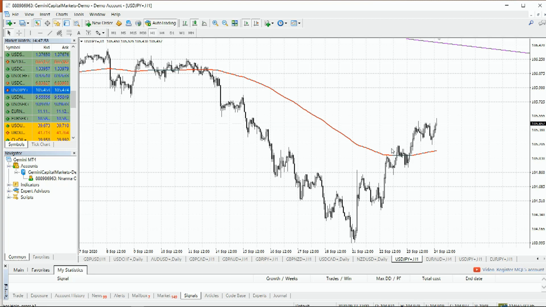So if, for example, in this case, let me look at the current market structure. I'm not saying this is a trade I'm saying you should go and take.